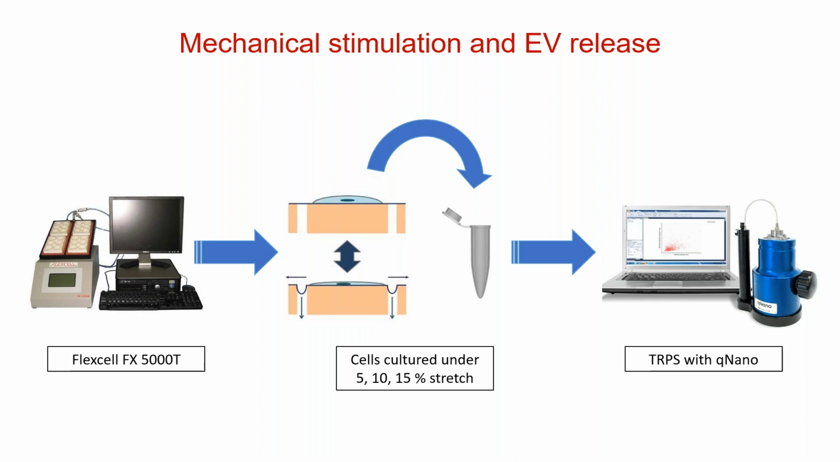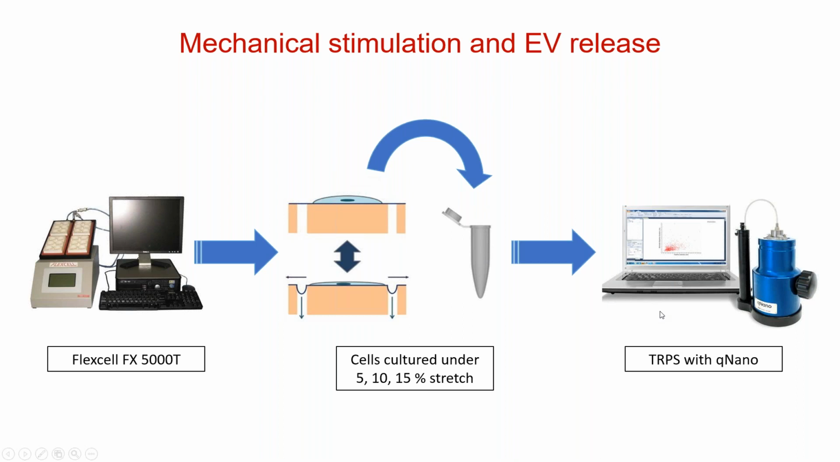And so we have a flex cell device. We grow cells on a substrate. It is a deformable substrate that's loaded into this flex cell, and we can deform the cells. And we've done this at 5, 10, and 15%. We collect the vesicles, and then we're looking at, I'll show you some protein studies in a moment, caveolin 1 in these vesicles.